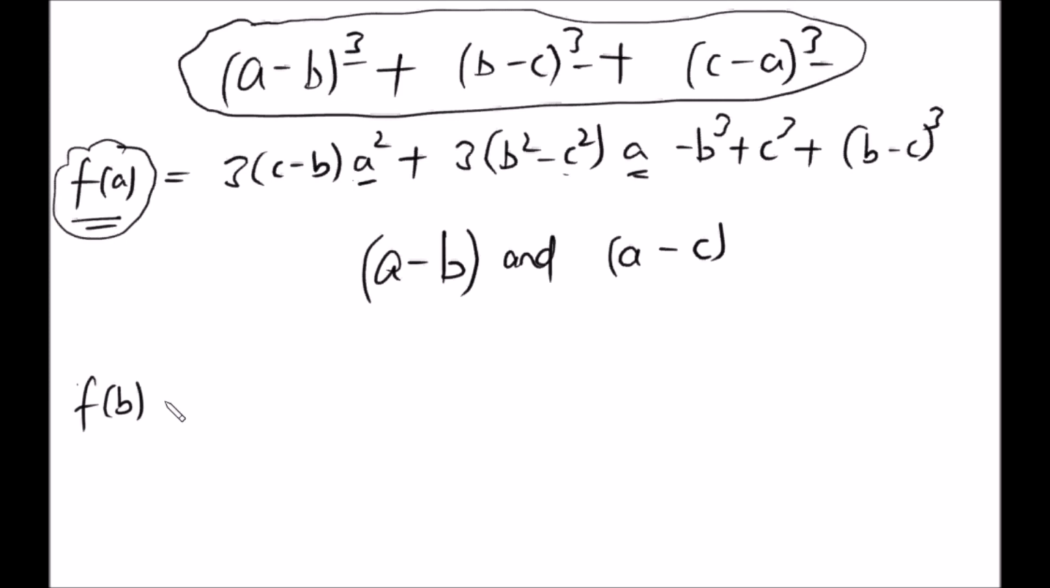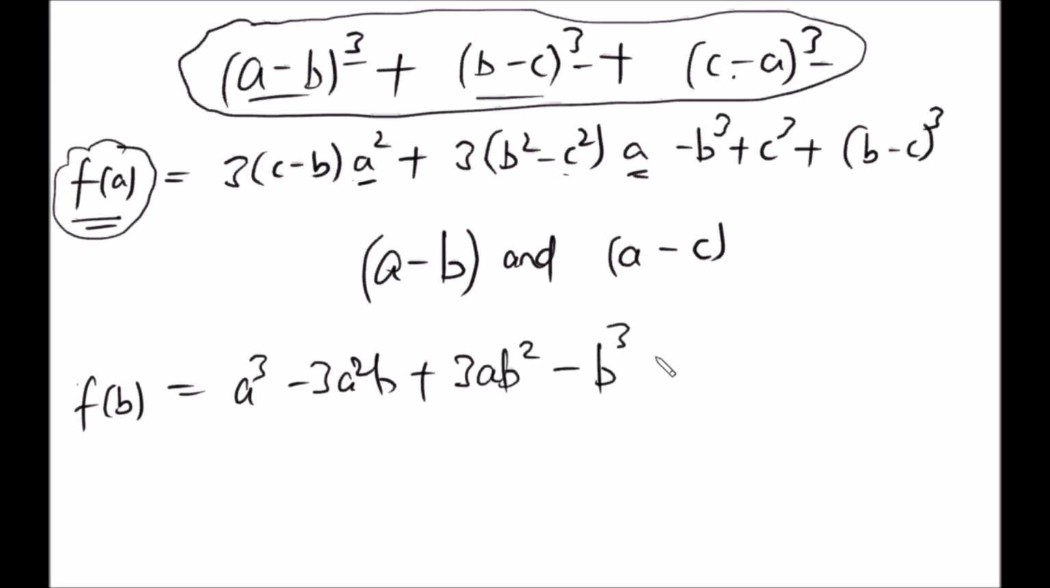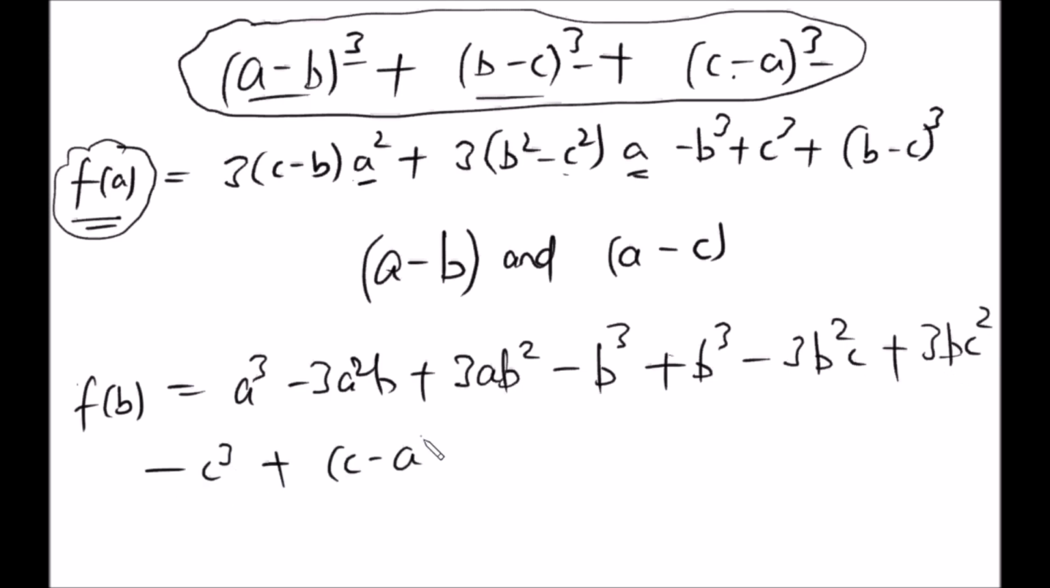Nitaandika kama fb sasa itakuwaje? So nita expand huyu na huyu. Huyu ndo nitamwacha. So ki expand huyu atakuwa ni a cube minus 3a squared b plus 3ab squared minus b cube. So na expand na huyo plus b cube minus 3b squared c plus 3bc squared minus c cube plus c minus a cube. So negative b cube na positive b cube wanakwenda.